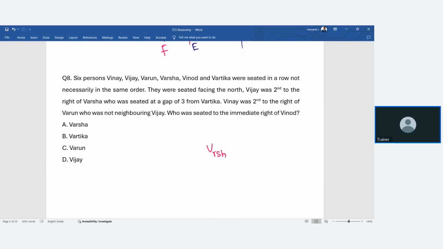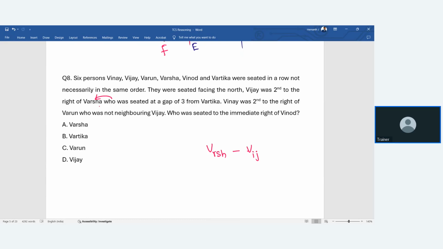Varsha, VRSH, I am writing. Vijay is second to the right of first right, second right, Vijay, VIJ. Vijay is second to the right of Varsha. Because of the word "who", this is related to this candidate, Varsha only.